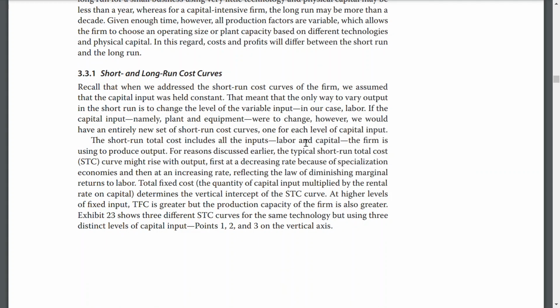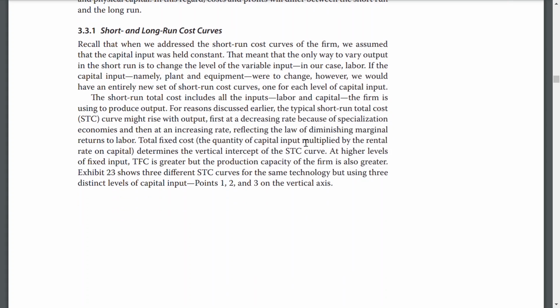3.3.1, short and long run cost curves. Recall that when we addressed the short-run cost curve of the firm, we assumed that the capital input would hold constant. That meant that the only way to vary output in the short run is to change the level of the variable input. In our case, labor is the variable input and capital is the input, namely plant and equipment. Were capital to change, however, we will have an entirely new set of short-run cost curves, one for each level of capital input.